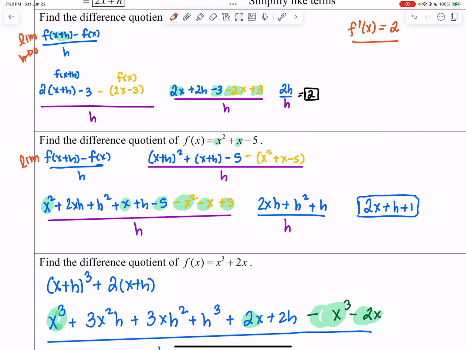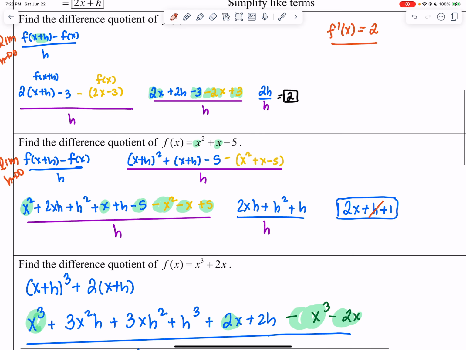Here, if I take the limit as h approaches 0, this is just going to be 0. So now I have 2x plus 1 as my derivative. Right now, it probably doesn't make sense because it's a function. However, we are going to go back to number 2, number 3, and think about why this works in terms of a point.